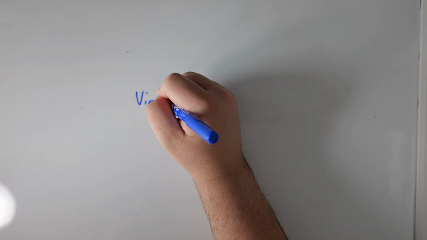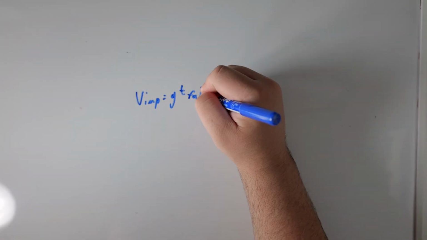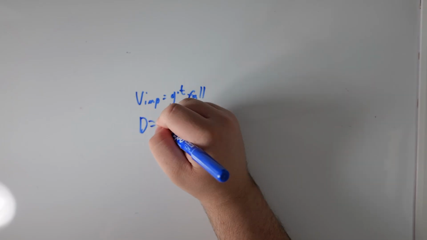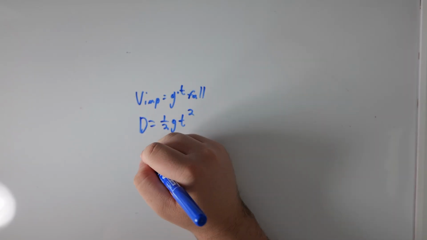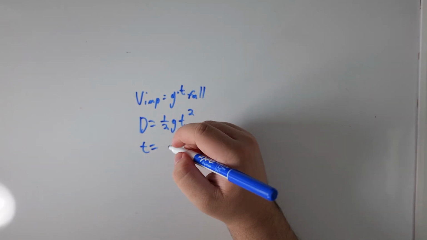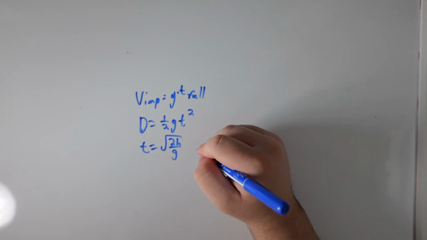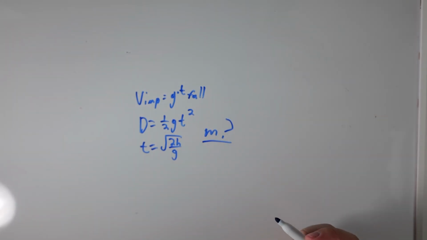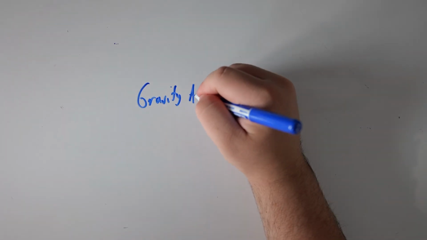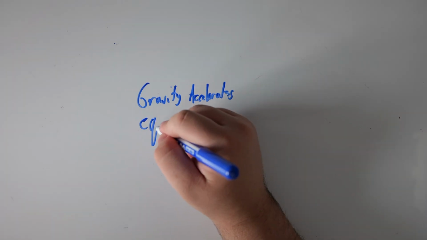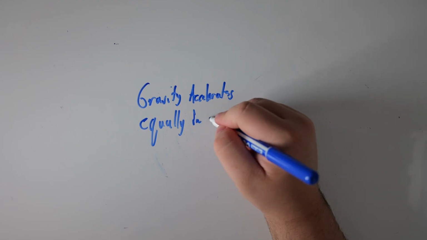Do you notice something about these formulas? Mass has nothing to do with them. When objects fall in an air vacuum where there is no air resistance, gravity accelerates the objects equally.